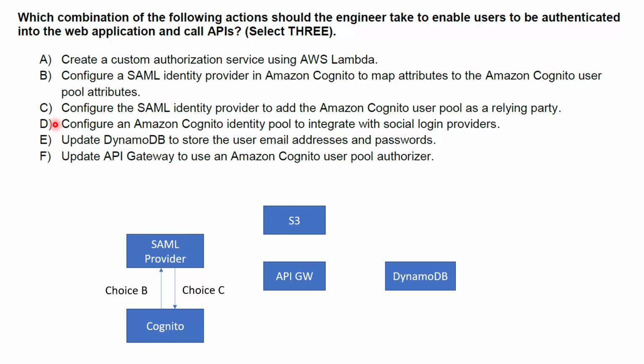Choice D talks about integrating social identity providers such as Google, Facebook, and so forth. For this question, we need to allow users in the existing SAML provider. So we should not be using social identity provider, so this is an invalid choice. Choice E is asking you to update DynamoDB to store email and password. Once again, all users are already there in a SAML compatible identity provider, so we don't need to store users and passwords in DynamoDB. So this choice is also invalid. With choice F, configure API gateway to use Cognito. This step is needed to authenticate and authorize calls to the RESTful services. So among the choices, B, C, and F are valid and it meets the requirements.